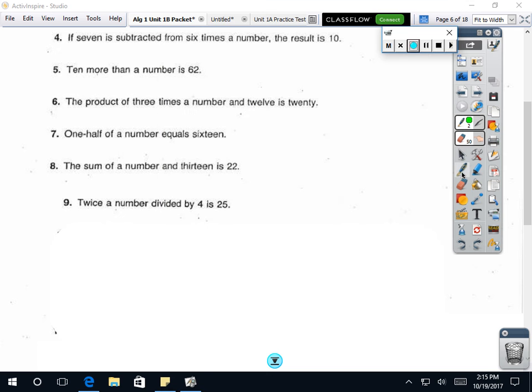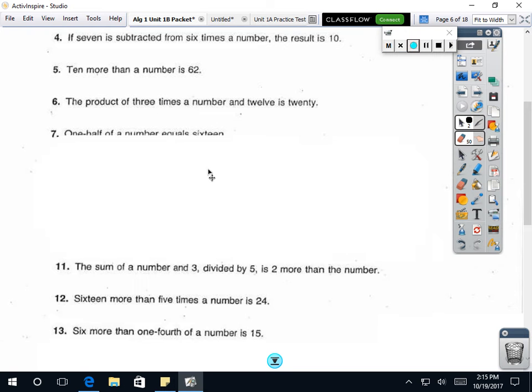So Jasmine, which one would you like me to go over? Which one? 6? All right, number 6. The product of 3 times the number and 12 is 20. What does product mean? Multiplication. If you're multiplying, that means 2 things are being multiplied. What's the first thing? 3x, 3 times the number, and 12, and then equals 20.